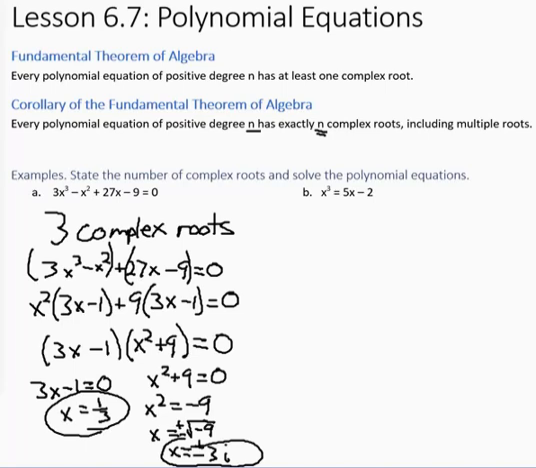Coming over to this next one, we have x cubed equals 5x minus 2. What we want to do is get everything to one side. Well, first of all, we want to know the number of complex roots, and that's also 3, so we still have 3 complex roots.